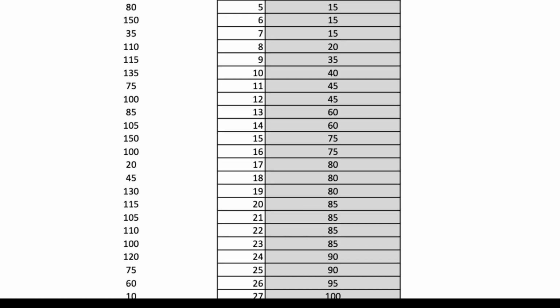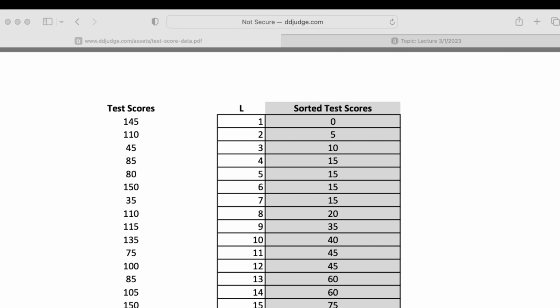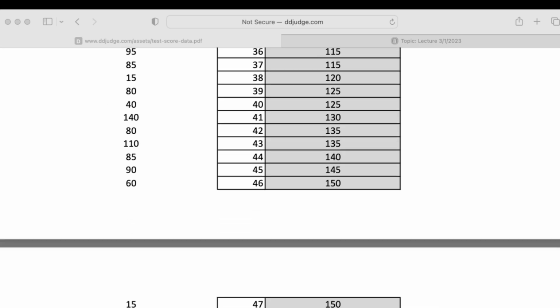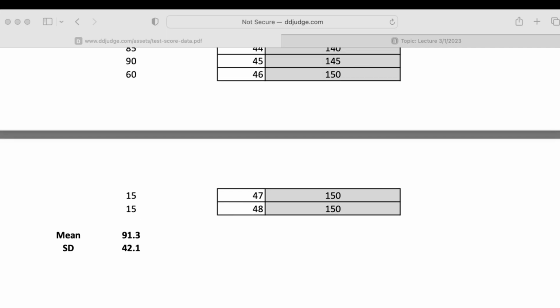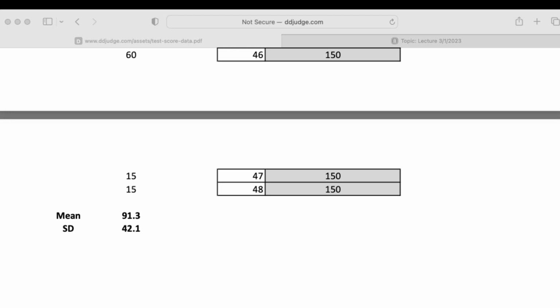So the first data value, the smallest, was a 0. The next smallest, 5. Then the next smallest, 10. And it went all the way up to the largest, 150. Multiple people got 150. Three people did. What does the 48 mean there in the L column? If I asked you how many data values are in this list? 48, good. It's the sample size. Does that make sense?